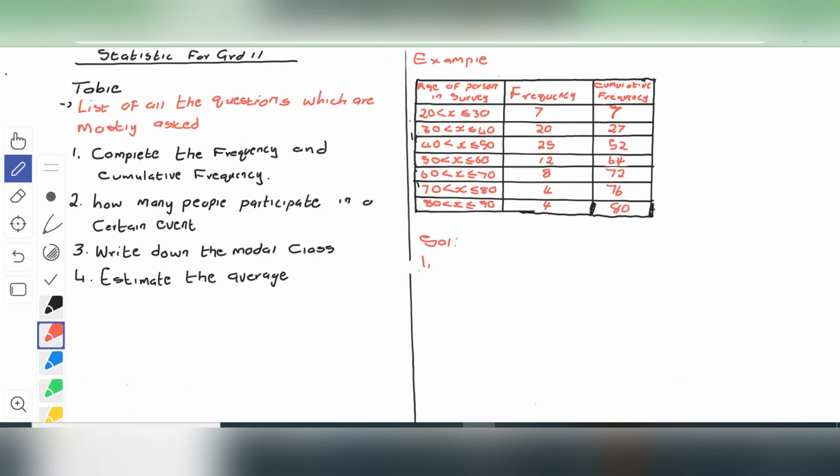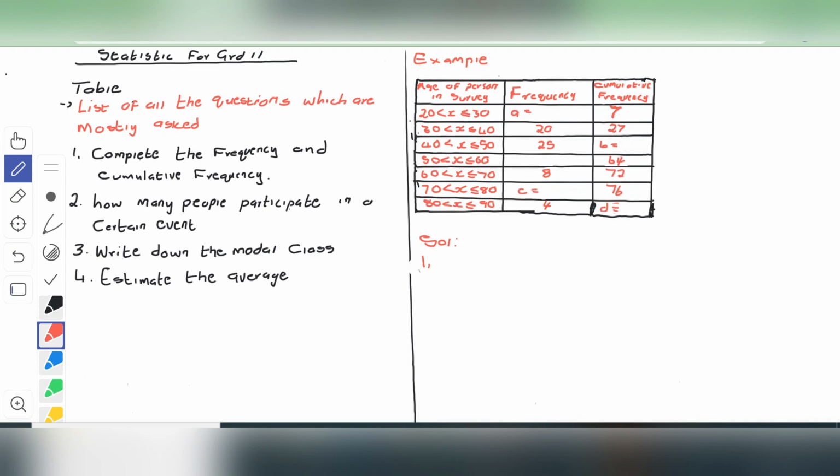So the examiner now knows that people know how to calculate the cumulative frequency. So let me see whether they understand this cumulative frequency. That's where he does something like this and requires us to complete the frequency and cumulative frequency. Let's check it.